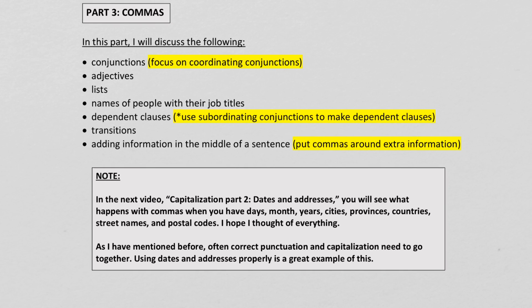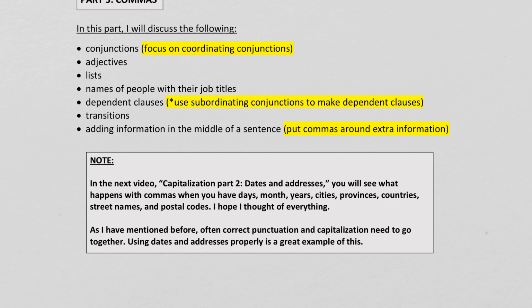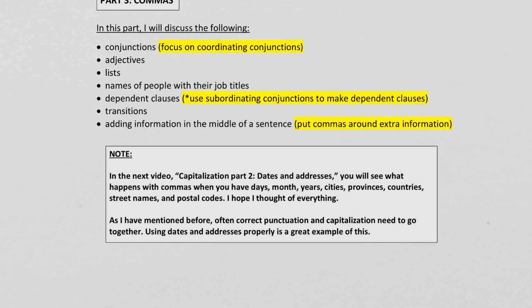Last part of this video is all about commas. In this part I will discuss the following: conjunctions, adjectives, lists, names of people with their job titles, dependent clauses, transitions, adding information in the middle of a sentence. That's a lot to know about commas. And there's even a note down here that I will mention where there's even more to know. So there's a lot. Punctuation, especially punctuation, can get complicated when we're working with English.